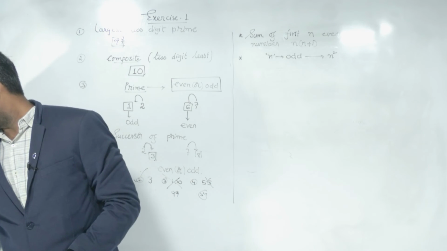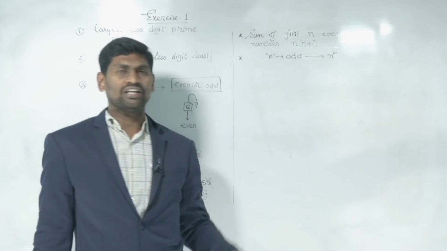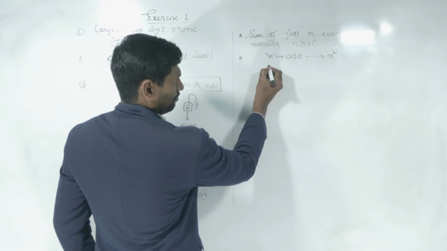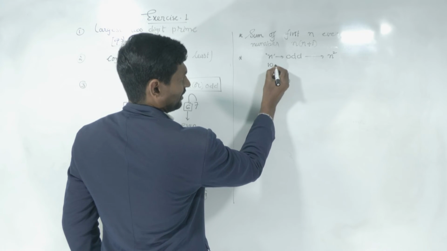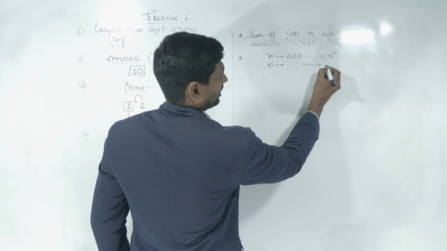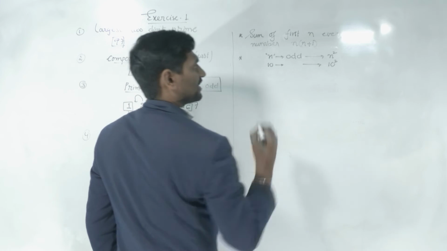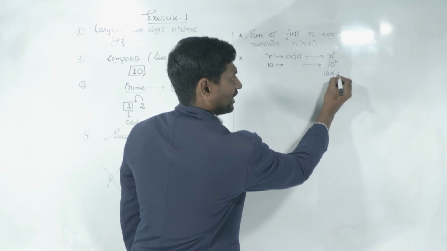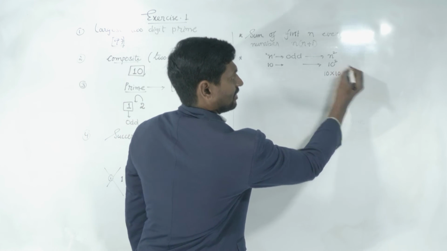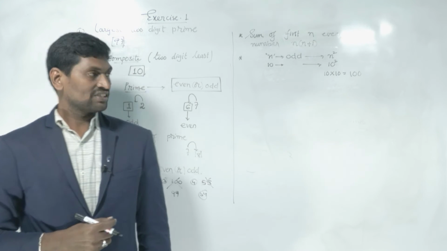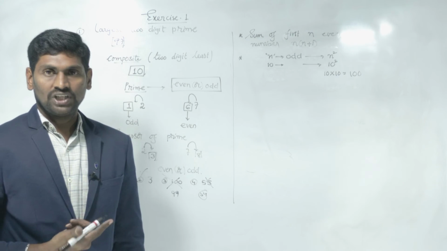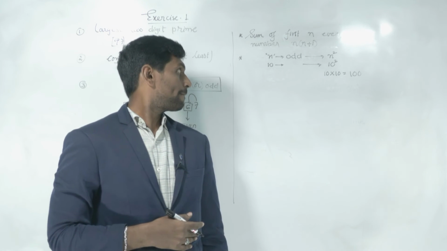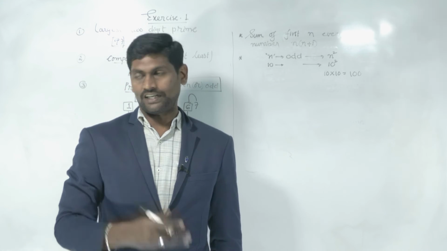Here according to your question, sum of first 10 odd numbers. In place of n we should write 10. First 10 odd numbers sum is 10 square. 10 square means 10 into 10, which is 100. So our answer is 100. Okay? Right.